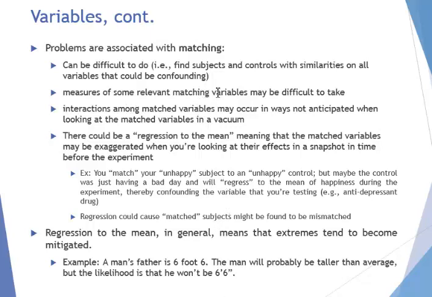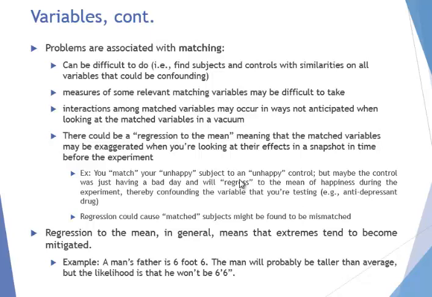Measures of some relevant matching variables may be difficult to take. Whether somebody is street smart, for example, can have an impact on their income, but street smarts is not easy to measure. There could be a regression, and we discussed regression a little bit. We're going to discuss it more next chapter, but regression essentially means that when you measure someone, if the result is far away from the average, it could regress and go back towards the average the next day. You take a test on someone and you see that they're extremely unhappy.